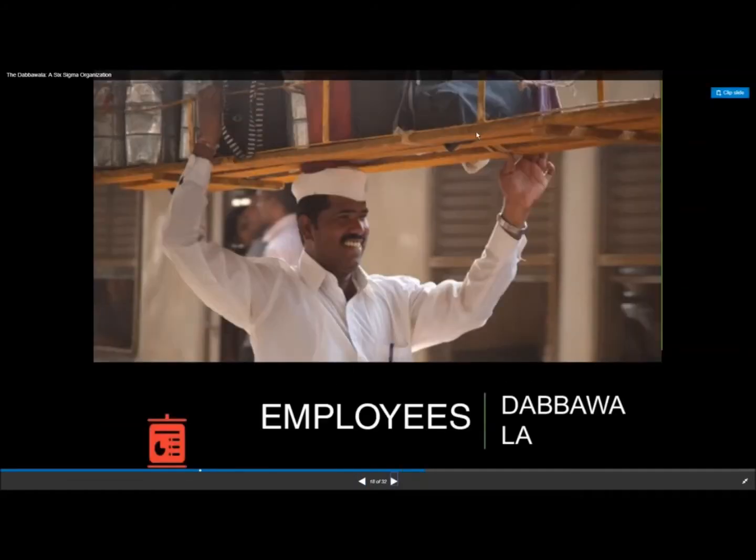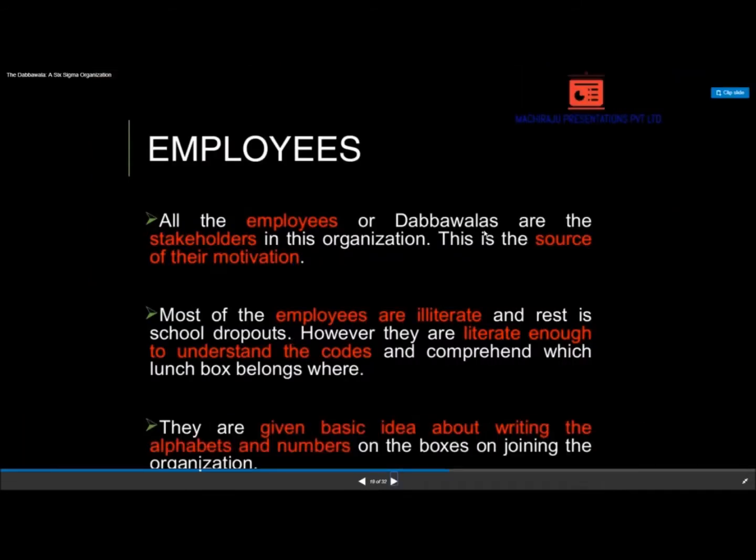Here's the typical hat. This is what he carries. Now it's gotten a little more sophisticated, so you see people have these thermal insulations around their boxes and things like that. All the employees at Dabbawallas are stakeholders in this organization. This is a source of their motivation.